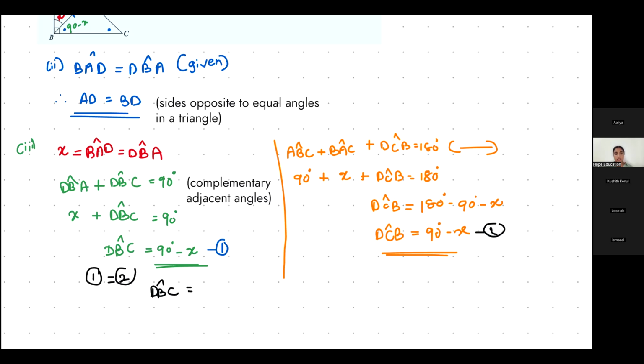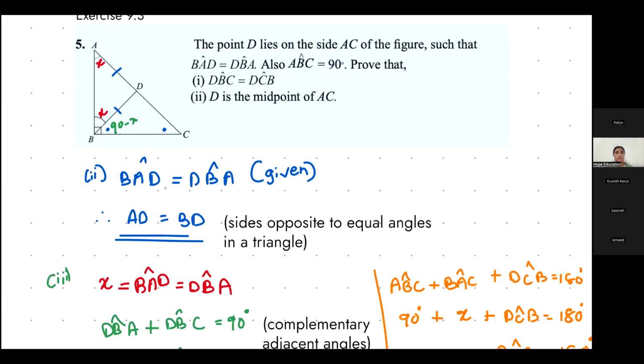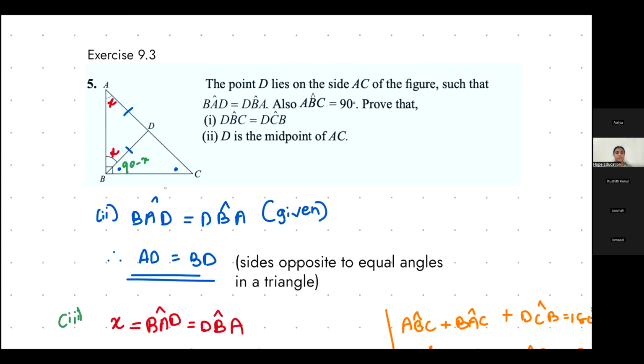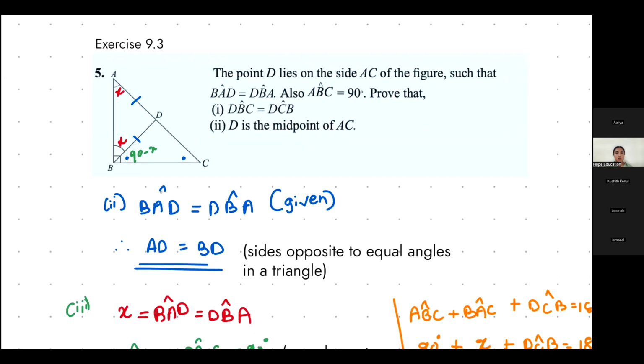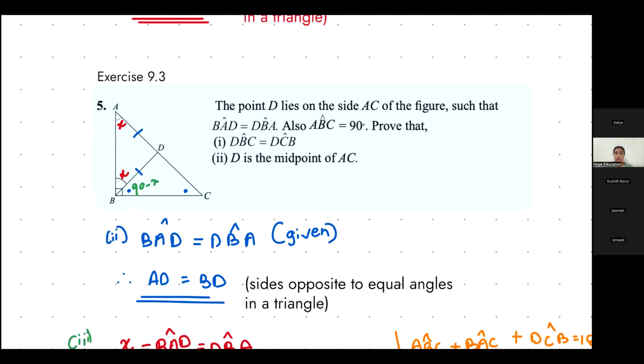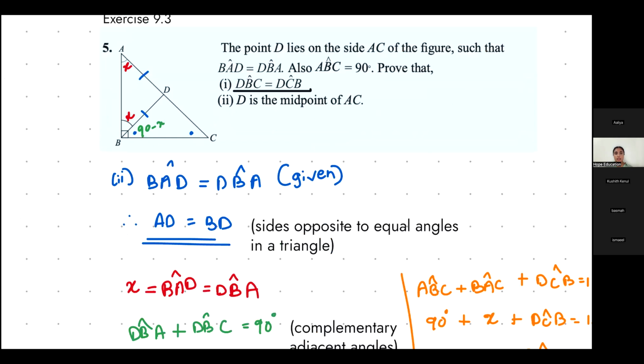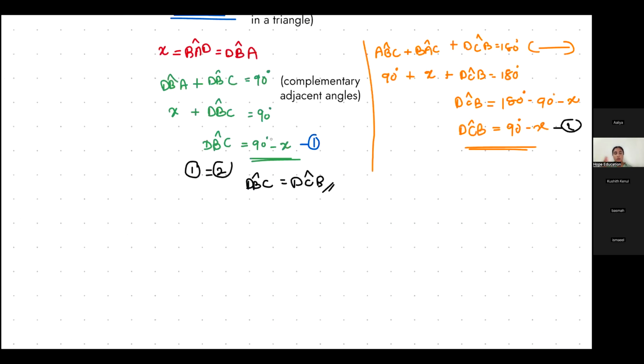DBC equals DCB. Okay, good. If DBC equals DCB, that is what we have to prove first. Okay. So we are still in Roman number 1, right? Do you all understand that DBC equals DCB? That story, did you understand?